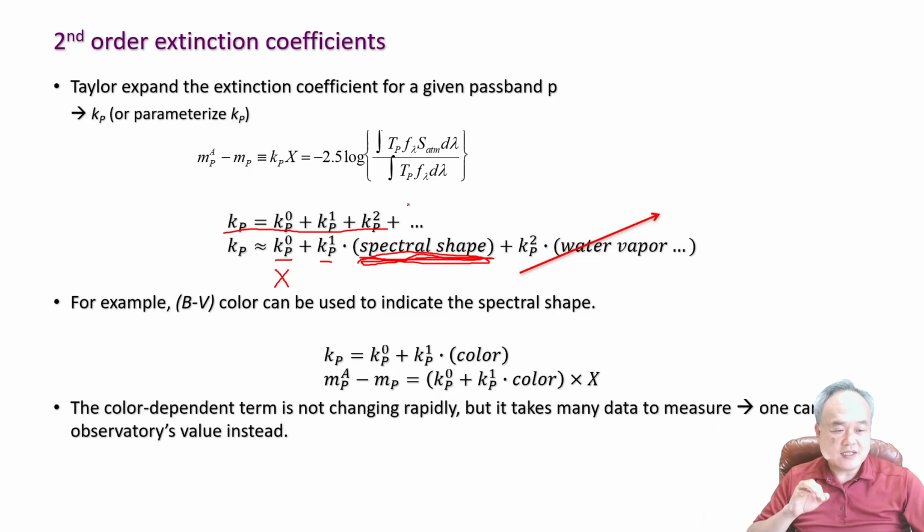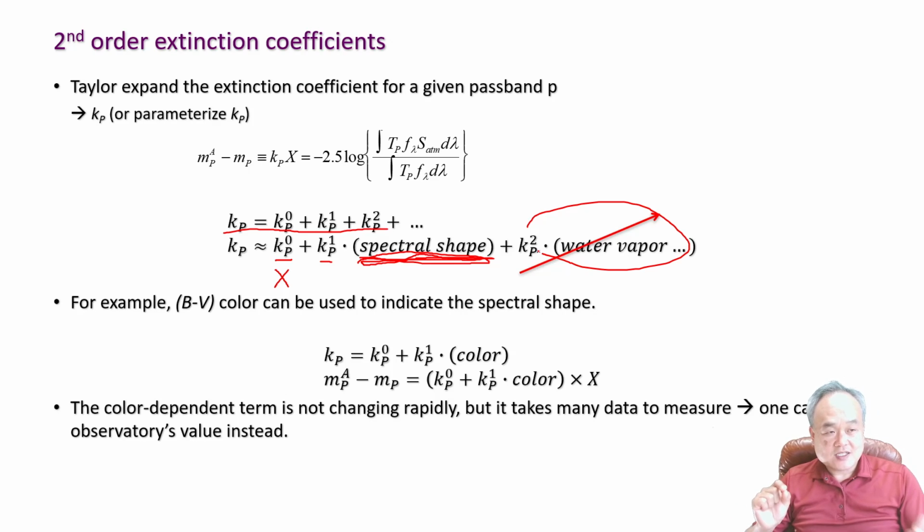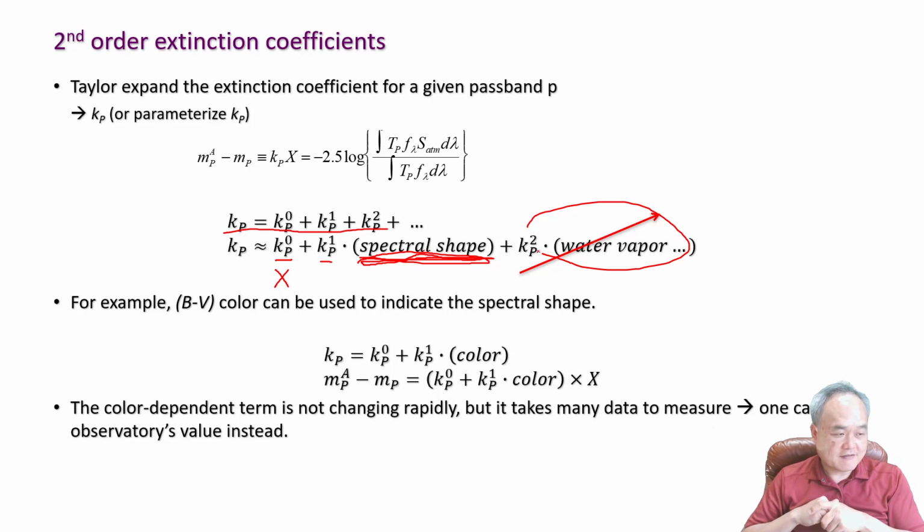But usually these second order terms, such as water vapor or slight variation of temperature or pressure where the refractive index is changing, and also the refractive index is dependent on the altitude, so-called differential refractive index changing, or differential atmospheric refraction, are all in the higher order secondary terms.